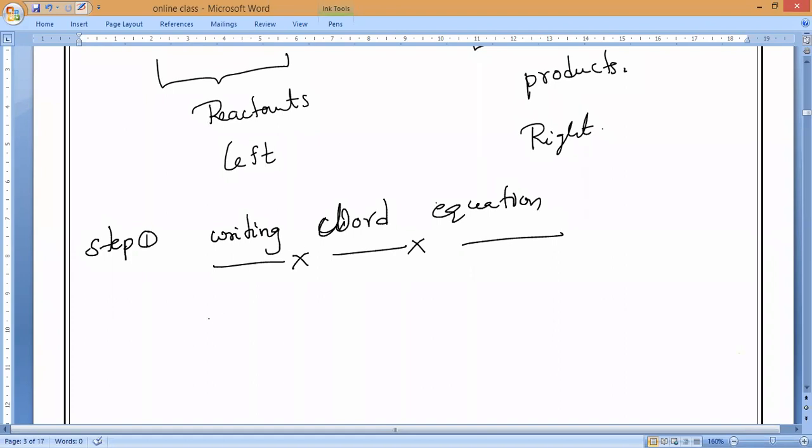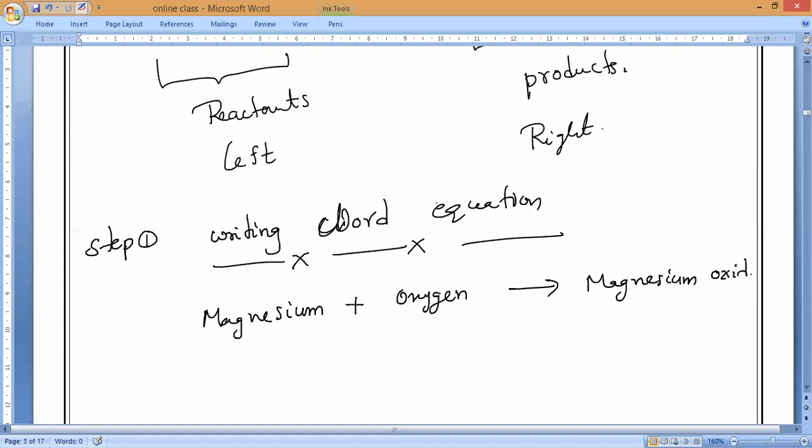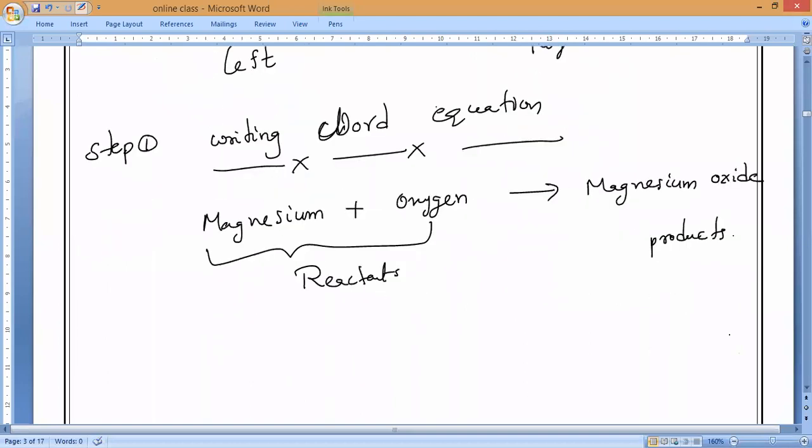Writing word equation. First we have studied that. Magnesium plus oxygen will give you magnesium oxide. So what is this called as? Word equation. What are the reactants called as? Reactants. And the next one is called as what? Product. Yeah, that is the first thing.